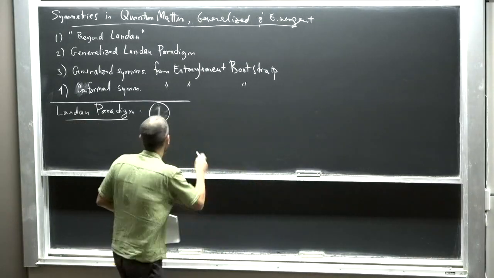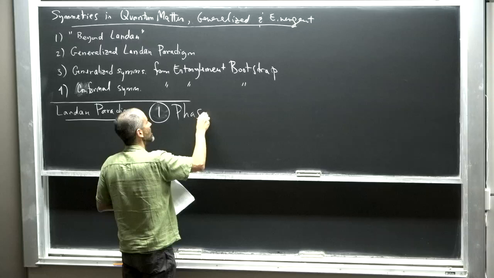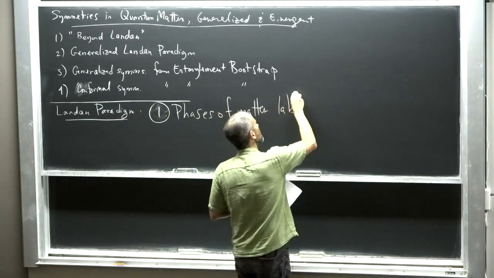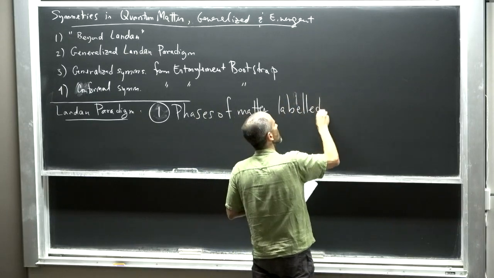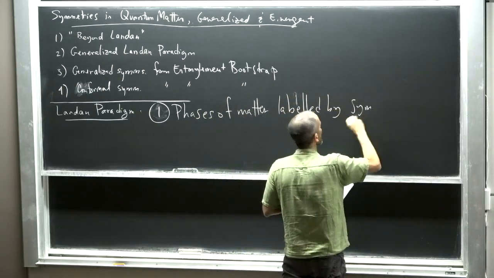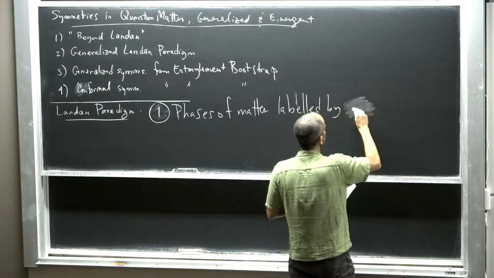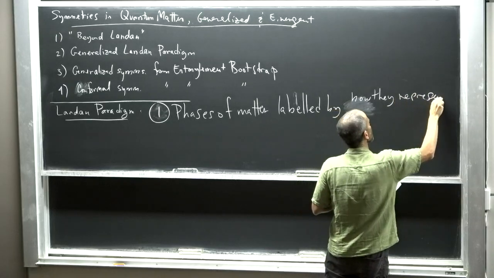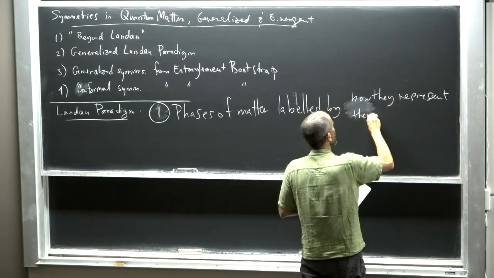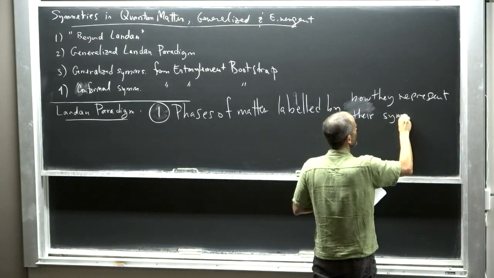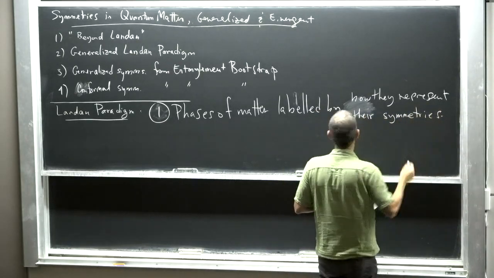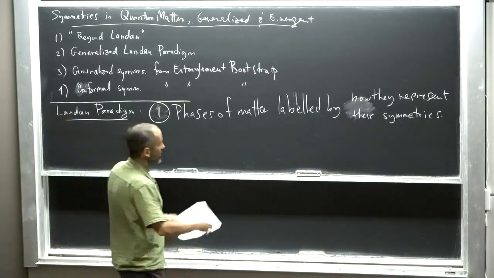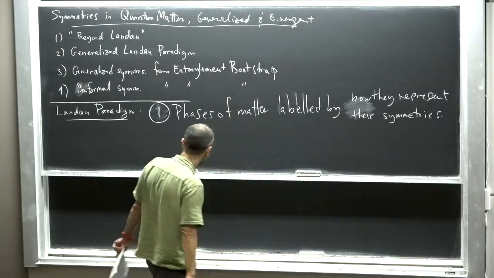Okay. Right. It says phases of matter should be labeled by symmetries, by, let's say, by how they represent their symmetries. And I'm saying it in kind of a weaselly way because I want it to fit what I'm going to say later. The less weaselly way to say it, which would be wrong, is to label them by what symmetries they break spontaneously.